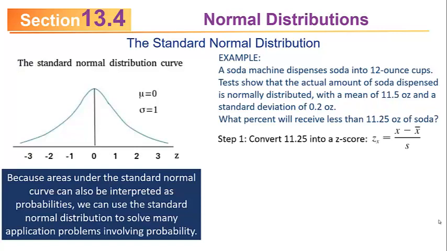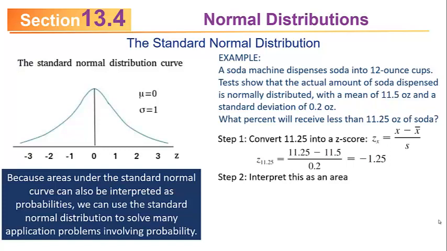First of all, we have to convert this to standard normal. These are values with the mean being 11.5. Remember, standard normal, which is what we have to look up in the table, has to have a mean of 0 and of course a standard deviation of 1. So we have to use the z-scores. In this case, if we want to see what percent will receive less than 11.25 ounces of soda, 11.25 becomes the x value. We subtract off the mean, which in this problem was 11.5, and then divide by the standard deviation of 0.2, which gives you a negative 1.25.